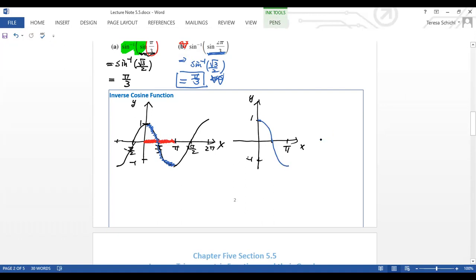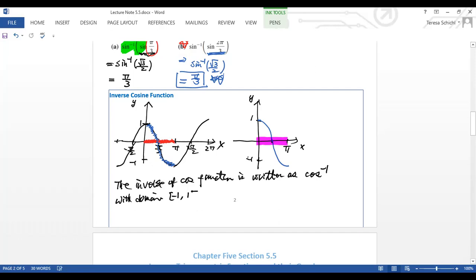So now I'm restricting the domain from 0 to pi here. Okay, so now let's try to write it out. The inverse of the cosine function is written as cosine inverse. So where is the domain here? The domain is -1 to 1. Then where is the range? The range is from 0 to pi.